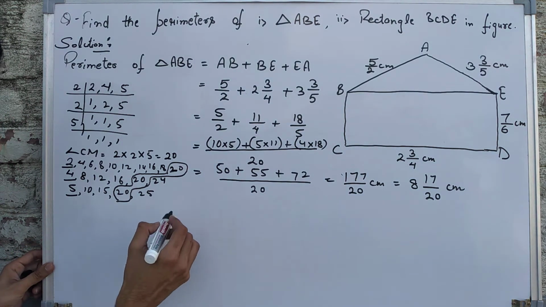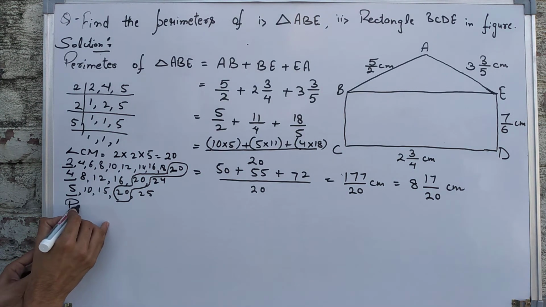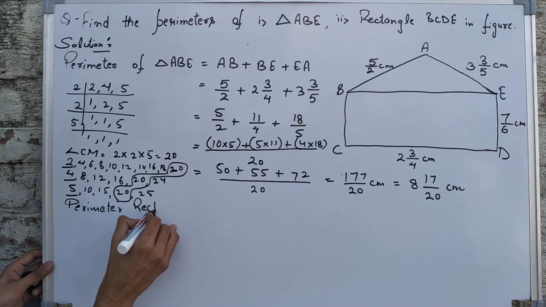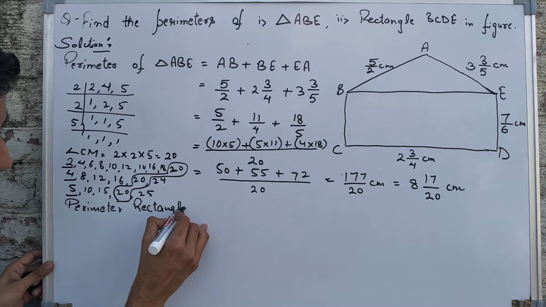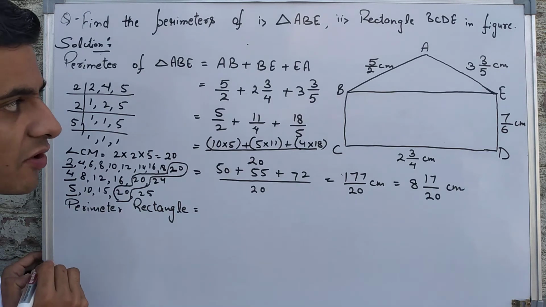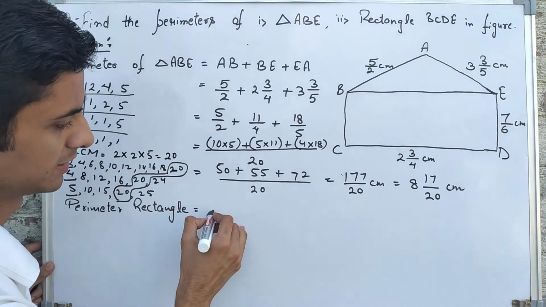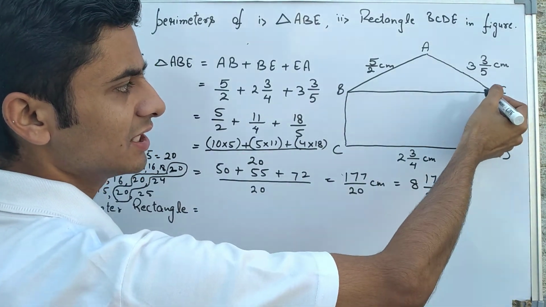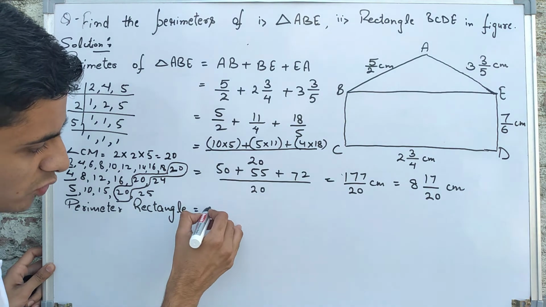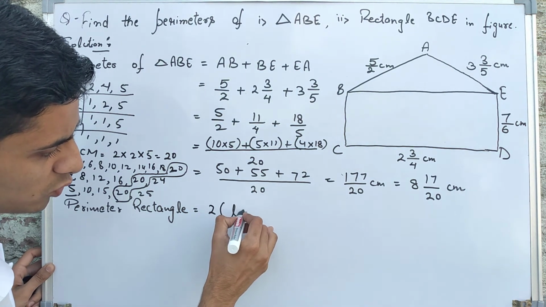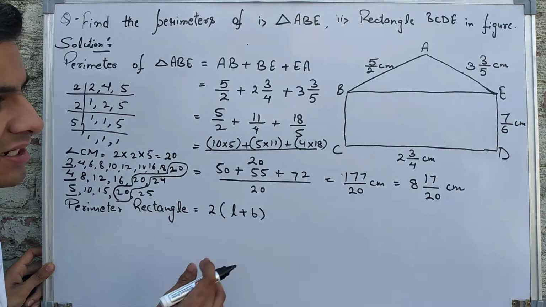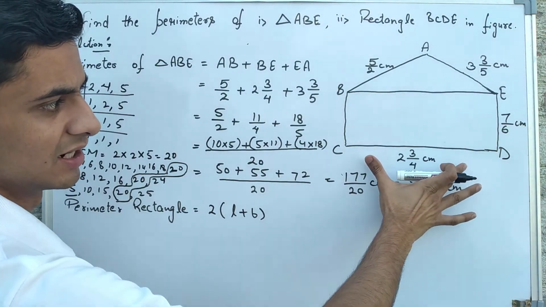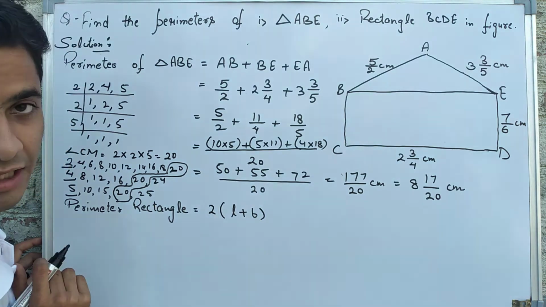Now for the perimeter of a rectangle, what is the perimeter of a rectangle? If you see from here, then you can write BC plus CD plus DE plus EB. Other way around, you have one formula. It is 2 into length plus breadth. BC plus ED means 2 times breadth and 2 times length. So 2 into length plus breadth.